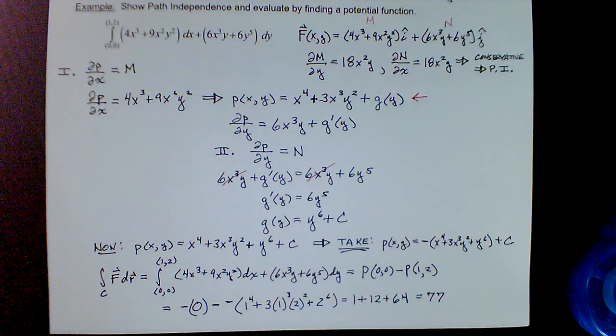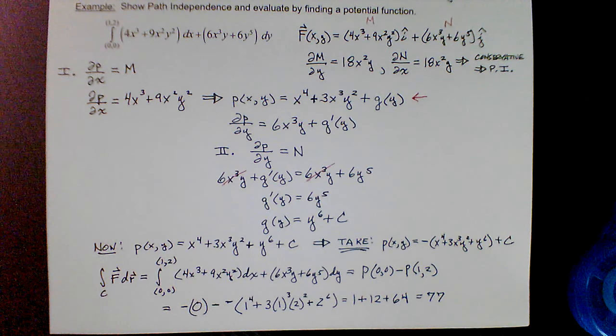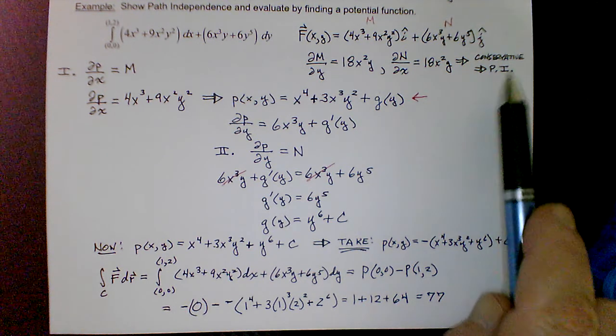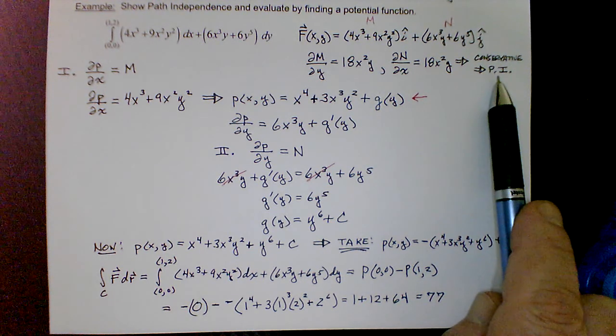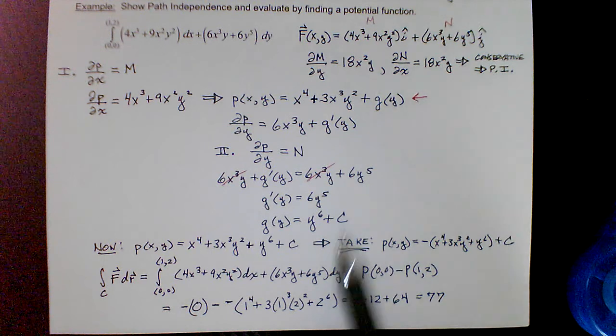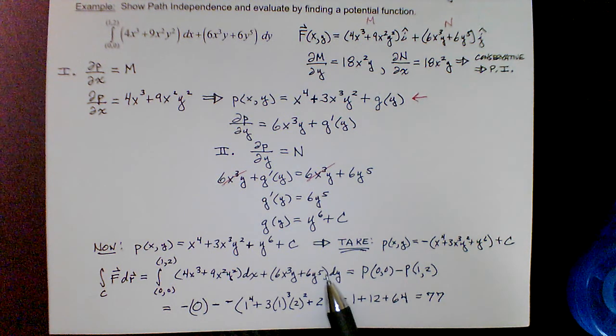Hello everyone, this is part 2 of section 16.3, path independence and conservative vector fields. Last time we saw an example where we found the potential function. We first verified it was conservative or path independent. Then we found the potential function and evaluated the integral based on that potential function.